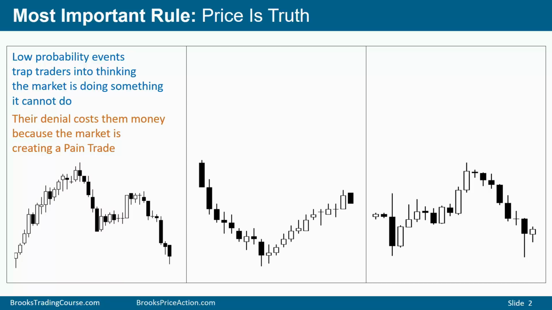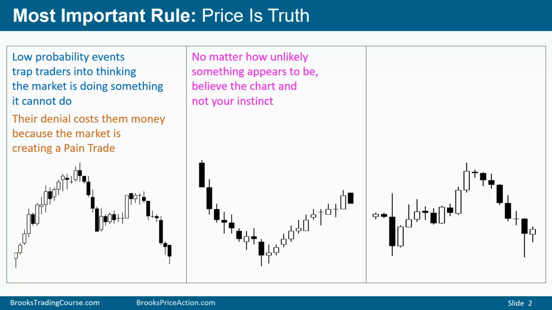And as long as a trader is in denial that the market is doing something, he's going to be experiencing a lot of pain, and it's called a pain trade. So whenever a low probability event starts to unfold, you cannot remain in denial. You have to look at the chart and say, hey, I know it's supposed to go up, but it's not going up, it's going down. And when that happens, no matter how unlikely something appears to be, you have to look at the chart and believe the chart. The price is truth, not your instinct. You have to trade what you see, not what you expect to see or hope to see.